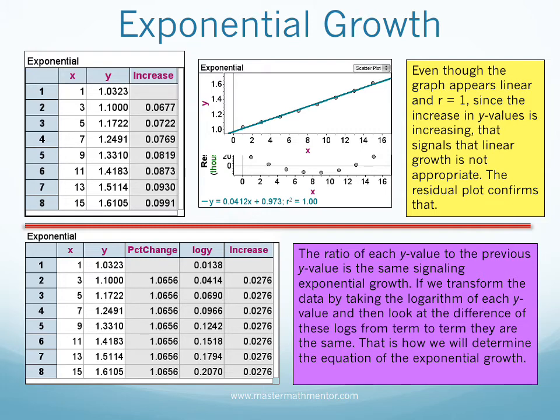If we take the logarithm of each y term, and then look at the difference from term to term of these logs, we see that we get a constant. This phenomenon always occurs in exponential growth models and will help us to determine the equation. Let's look at the procedure where the growth isn't exactly perfect, which is typical in the real world.